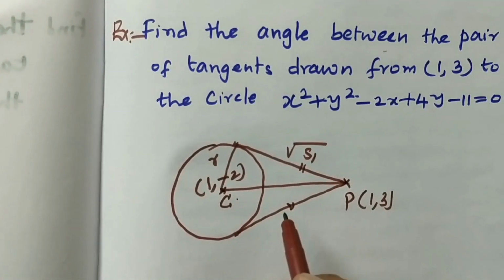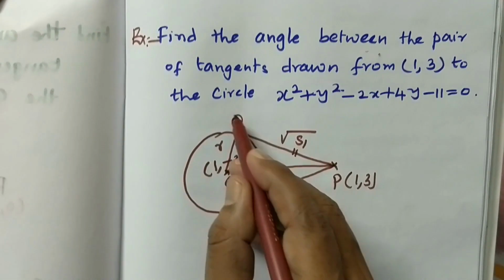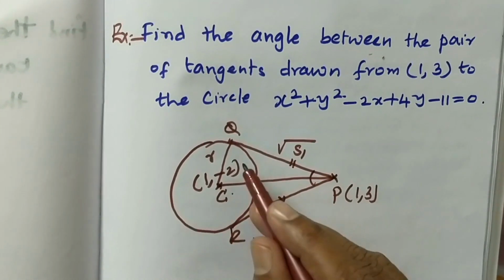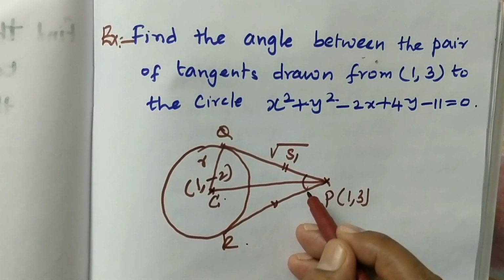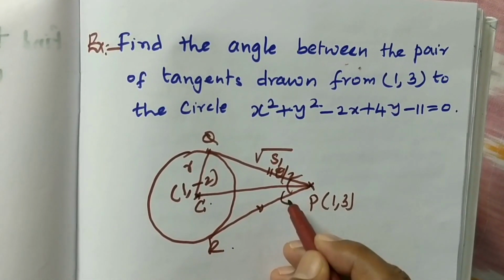Now what do I have to find? The angle between these. Suppose this is Q and this one is R. I want to find angle QPR. This one is theta by 2, you know that, and this also theta by 2.